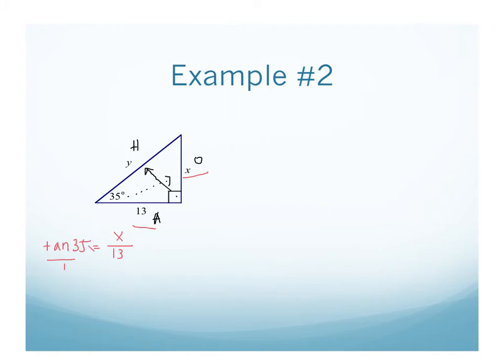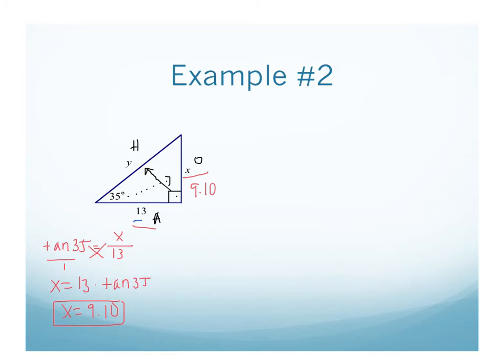Put this over 1 and do cross products. I get x equals 13 times the tangent of 35. Please remember that you don't want to multiply the 13 and the 35. Tangent of 35 is a separate entity from the 13. In my calculator, when I do 13 times tangent of 35, I get x to be 9.10. And now I need to find y.